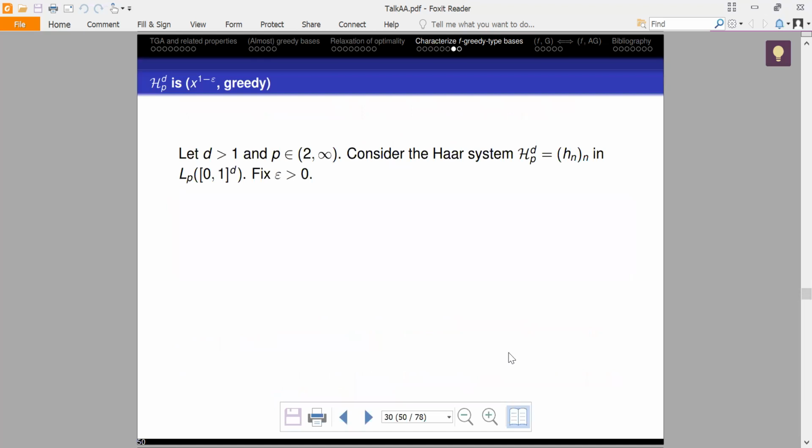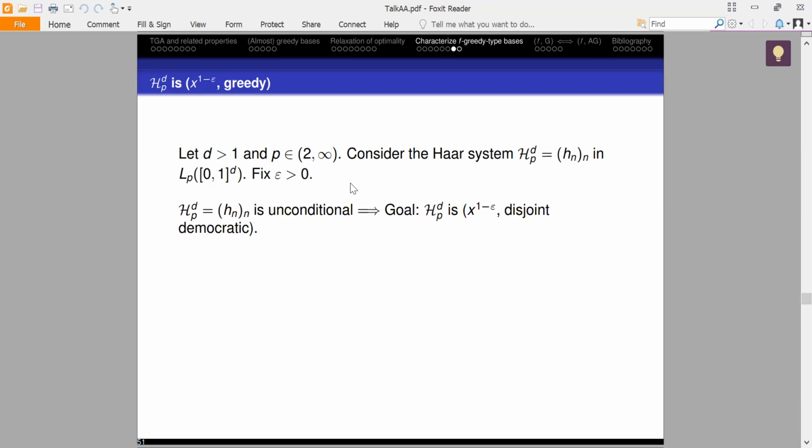Okay, I want to end this section with a particular example, and this example is again from the Haar system H_p^d. Here I assume that d is greater than 1, or d is at least 2. I should say this is the multivariate Haar system, not the Haar system. And p is greater than 2. If you fix epsilon greater than 0, we want to show that the system is x^{1-epsilon}-greedy.